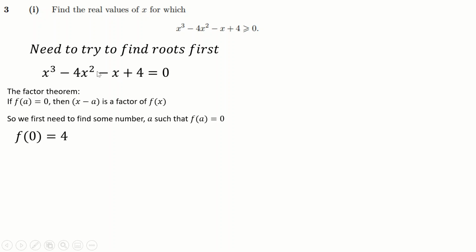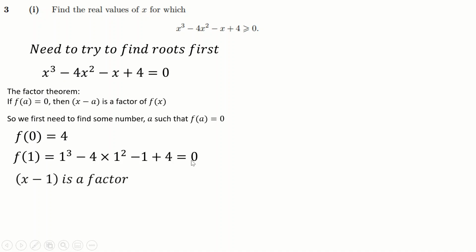I can try f(0). If I put 0 into here, all of these go away and I'm just left with 4, so that's not going to work. If I try f(1), if I put a 1 into here, I get 1 cubed minus 4 times 1 squared minus 1 plus 4, and that does equal 0. So 1 is a root, and from the factor theorem, x minus 1 is a factor.